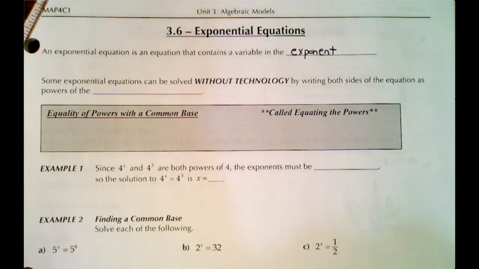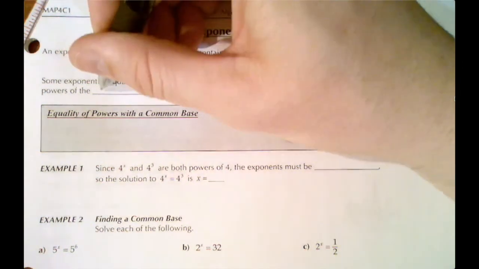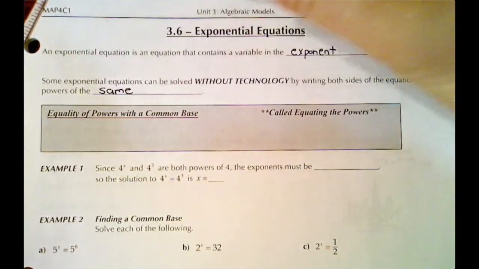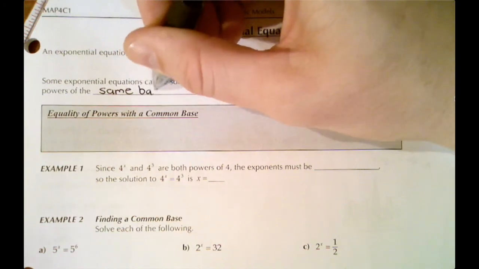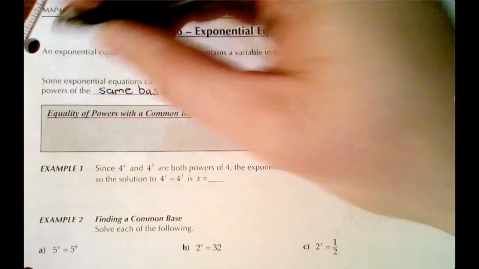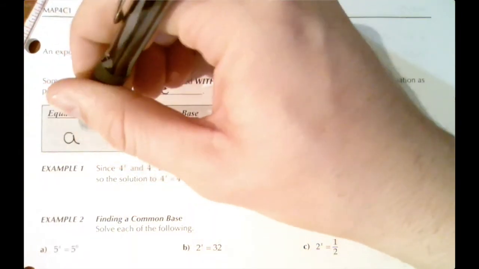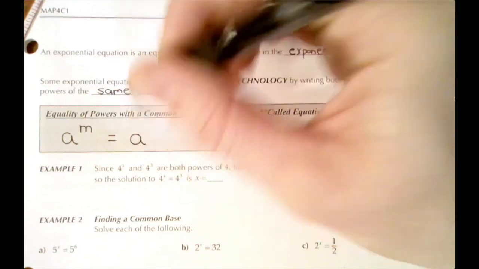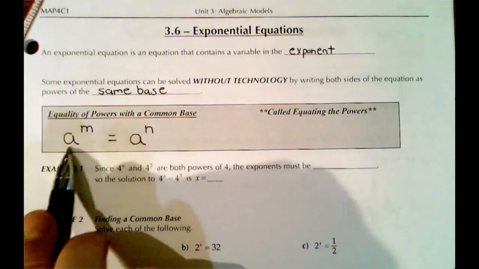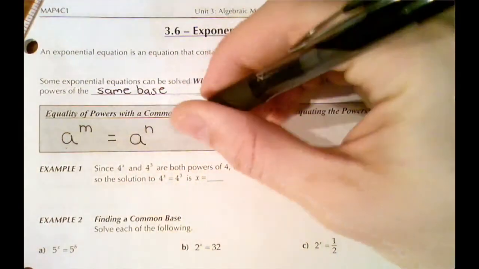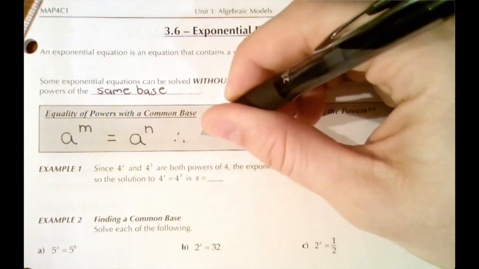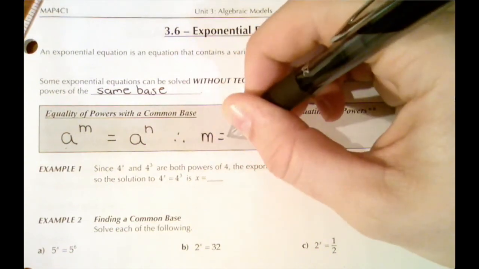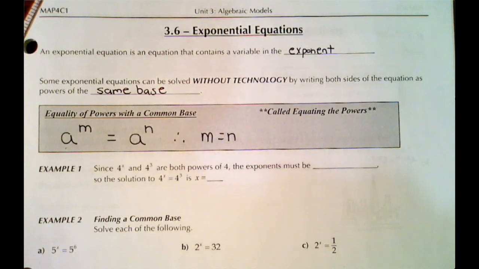And there are a couple ways that you can do this without using graphing technology, actually using some algebra. So we're going to look at that, and the main one that we're going to focus on is making powers of the same base. And the reason why is if you have something to an exponent, like a to the exponent of m, and you have that equal to something a to the exponent of n, where the bases are the same, a and a, that means that the exponents would have to be the same. And this is called equating the powers.